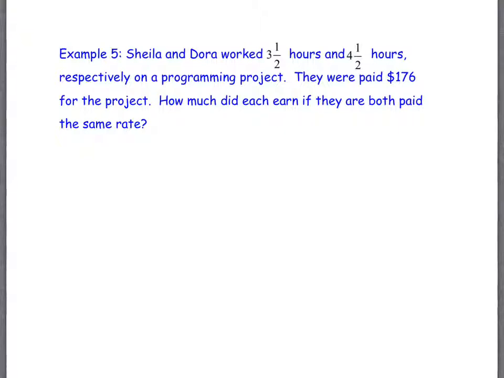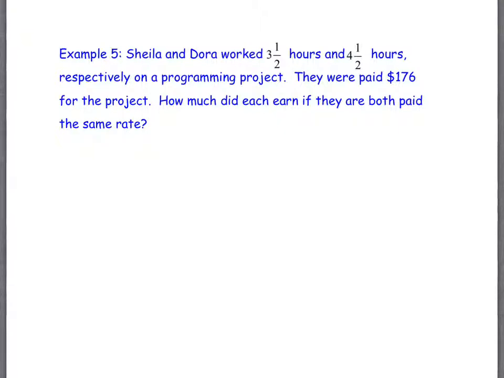Okay, let's try another one. Sheila and Dora, they're one of my favorite examples. Sheila and Dora work 3.5 hours and 4.5 hours respectively on a programming project. They're paid a total amount of $176 for the project. How much did each earn if they're both paid the same rate?